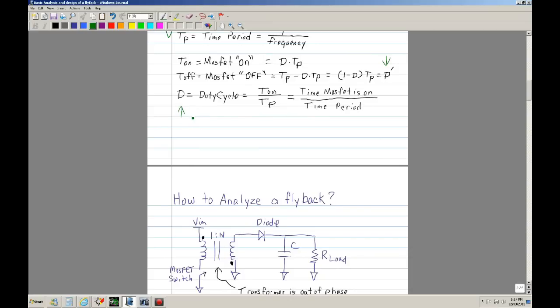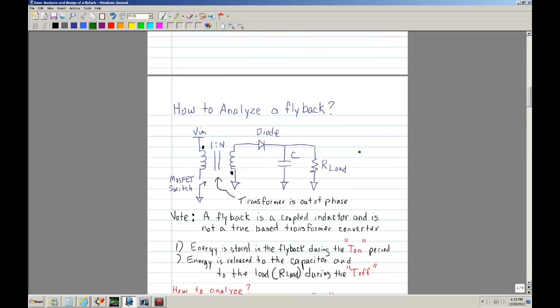Okay, so now we have officially defined D. D is the duty cycle, and it's the relation of T on divided by Tp, which is the time that the MOSFET is on divided by the time period.